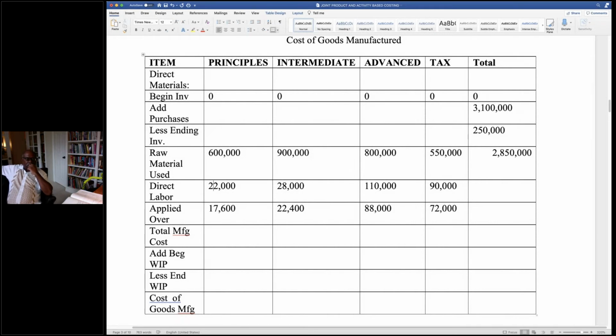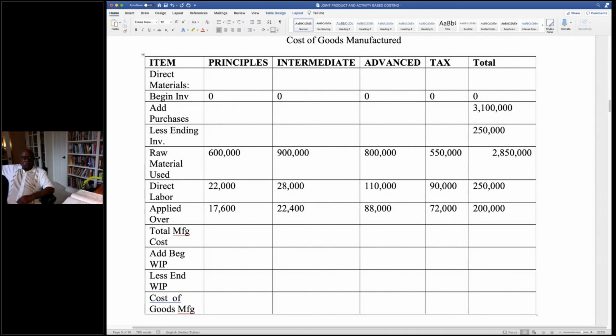Okay, and then so the totals for those two, it's going to be the $250,000 for the direct labor. And then for the applied overhead, it's going to be 200,000 added together. All right, and then total manufacturing costs.